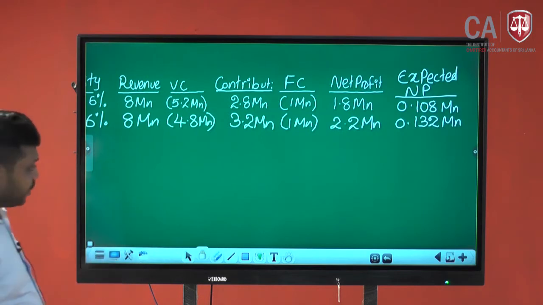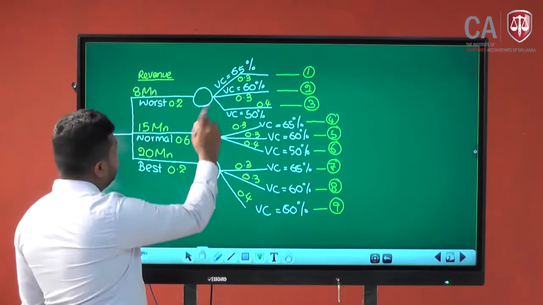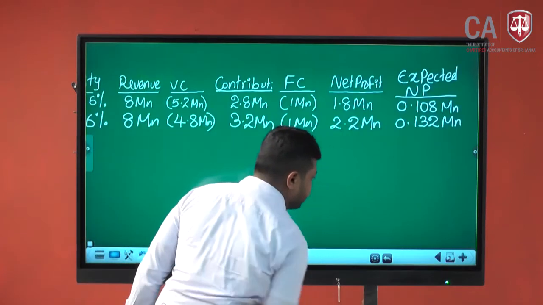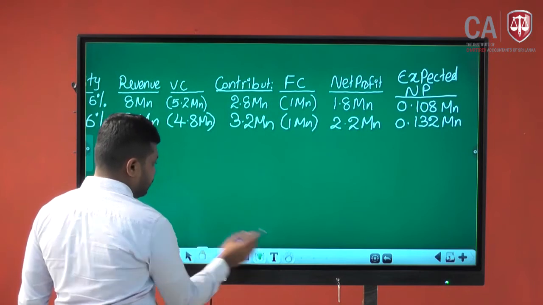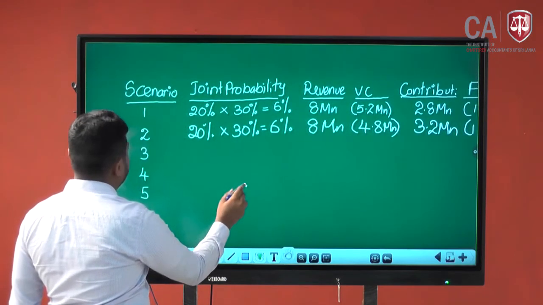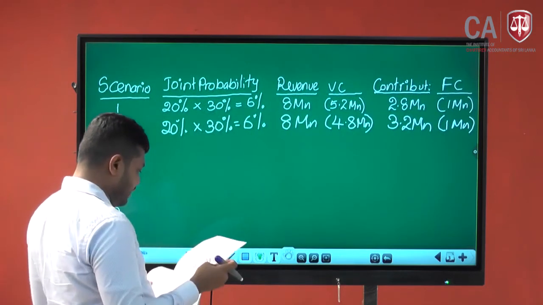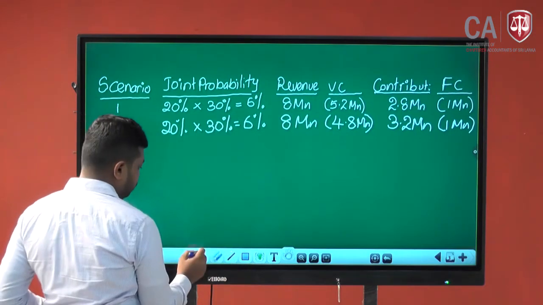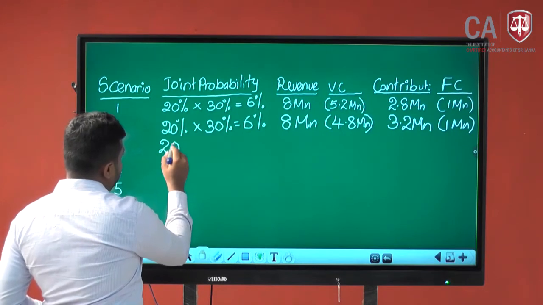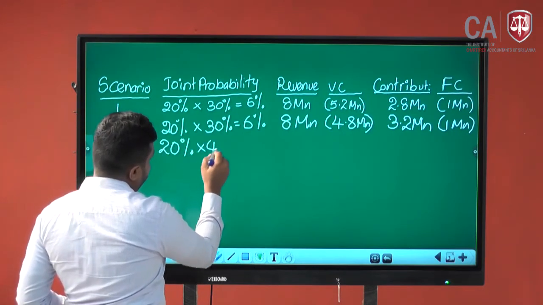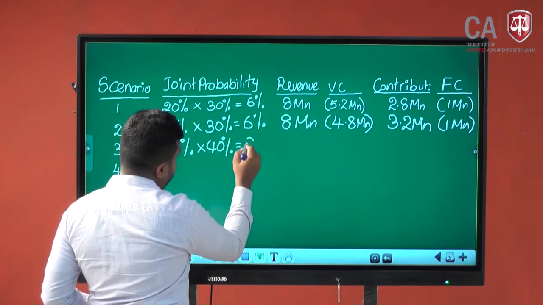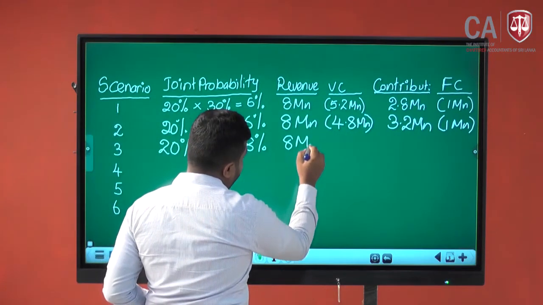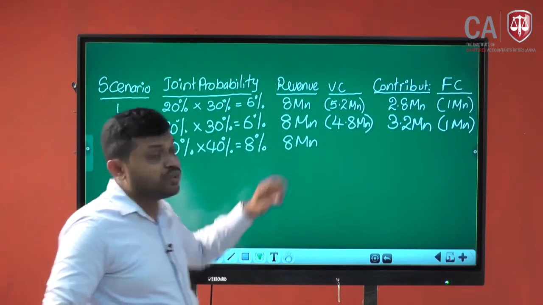The third scenario. There are 9 outcomes. Third one, worst case scenario, revenue will be 8 million, variable cost will be 50%. The probability is 20% into 40%, that is 8%. The revenue will be 8 million, no change, but variable cost will be 50% on the revenue.